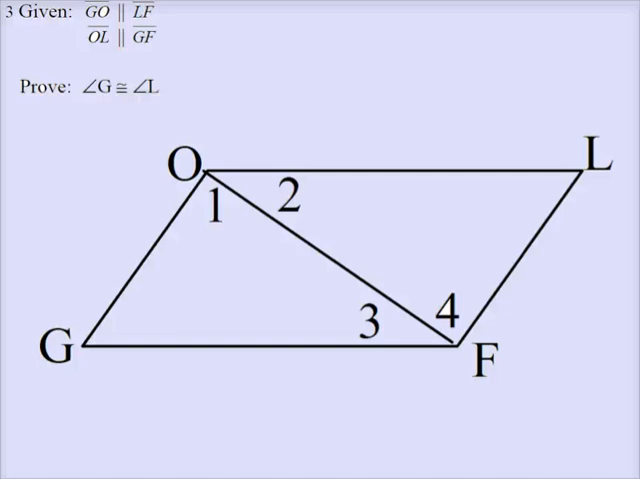All right, next example. We're given that GO and LF are parallel, OL and GF are parallel, and our job is to prove that G and L are congruent angles.